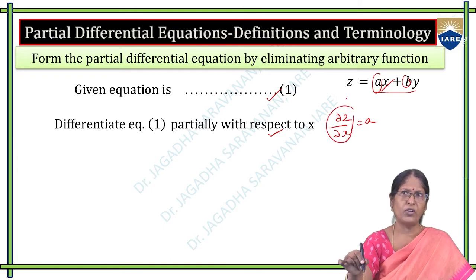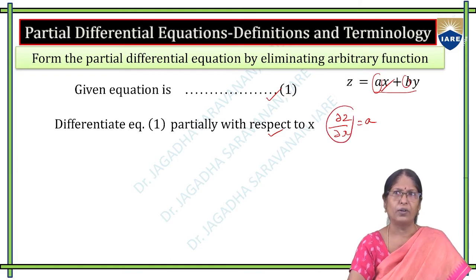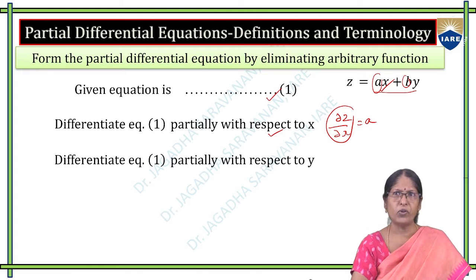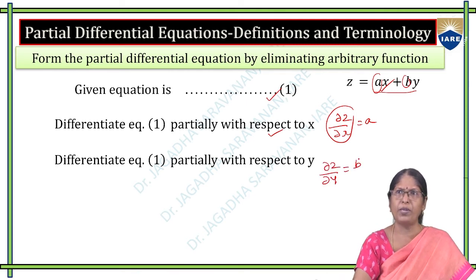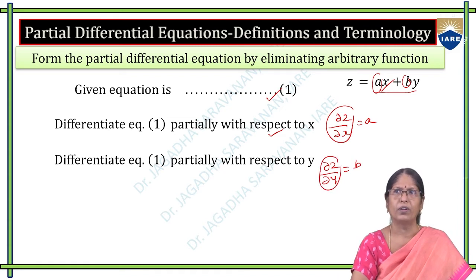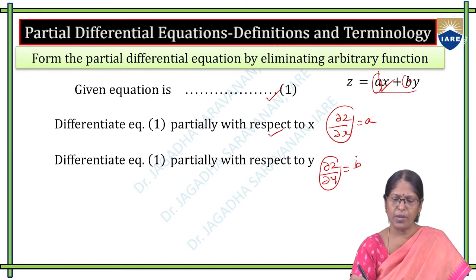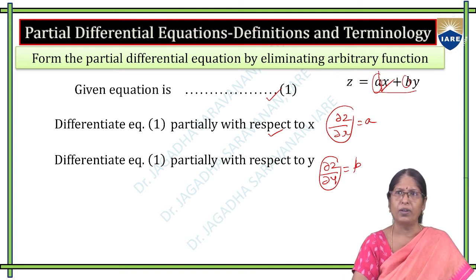Immediately, this notation we already discussed. Dou z by dou x is nothing but P, so p equal to A. The same treatment we will give with respect to y. So dou z by dou y, the answer we are going to get is B. This notation we already know, Q. So A we can replace by P, and B we can replace by Q, because this is the notation for P and this is the notation for Q.